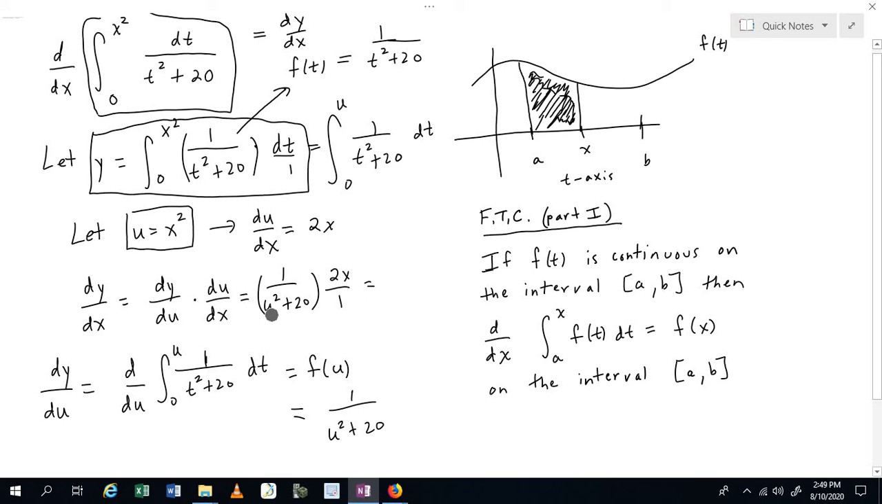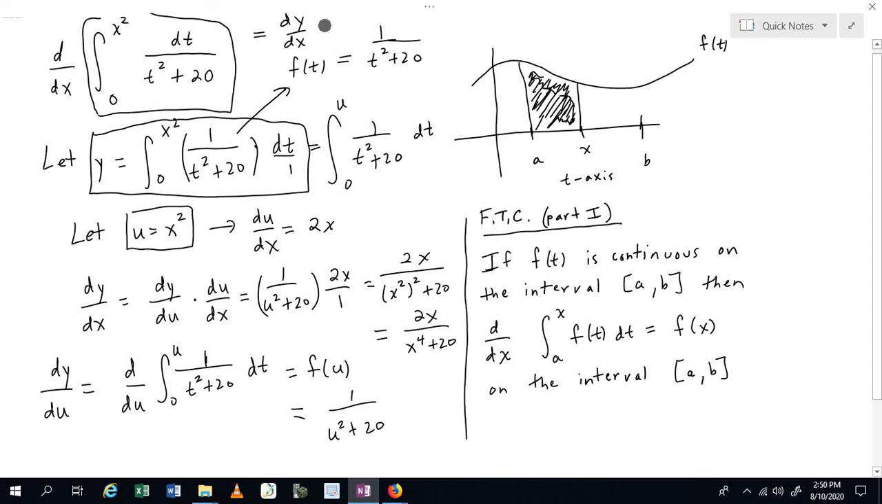And then I want to replace this u. u is actually equal to x squared. So just to finish this off, first of all, I get 2x on top. And then u squared plus 20, but u is x squared, and so that's really x to the fourth power. And so you're left with 2x over x to the fourth plus 20. That's my dy/dx using the chain rule.